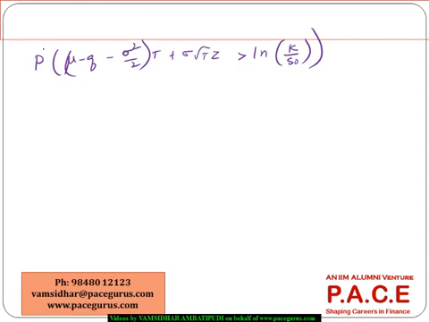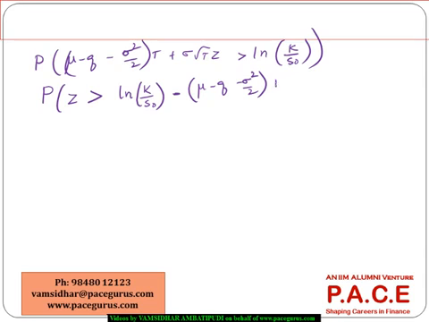This is what I need to find. Now from here I will try to find the probability of z greater than... So I'll go step by step. Z greater than, if I want, I'll take it as log k by s0 minus of mu minus q minus sigma squared by 2 times t, divided by sigma root t.